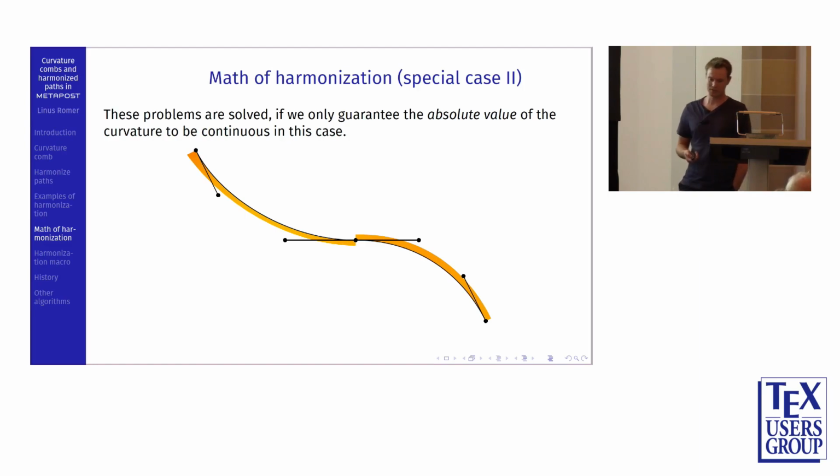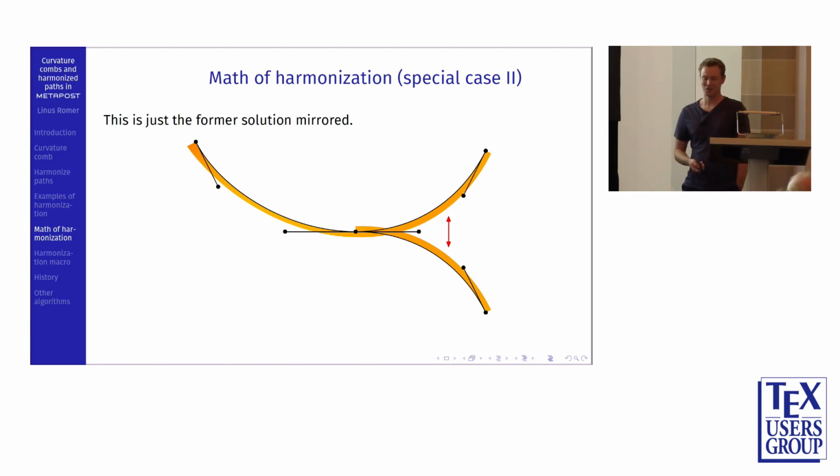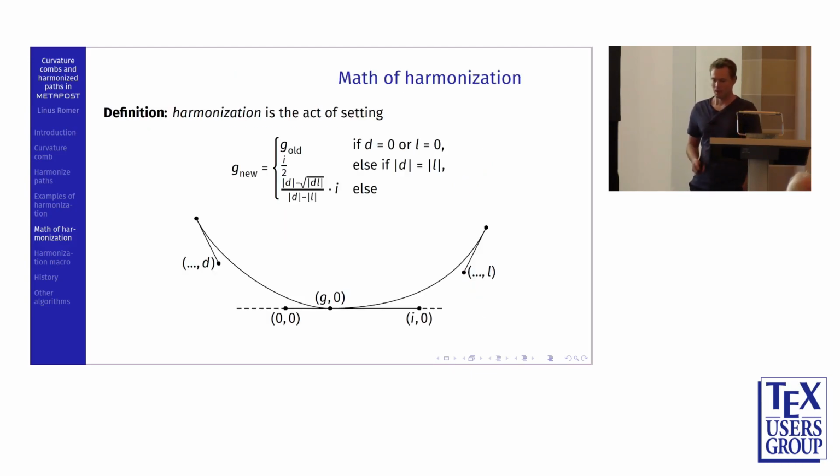If we have inflections, it's better just to make the absolute value of the curvature continuous. So this is just a mirrored solution of before. So this is the easy case, and this is also the way FontLab handles this problem. So here I define harmonization as the act of setting a new G depending on these coordinates, as I said before.